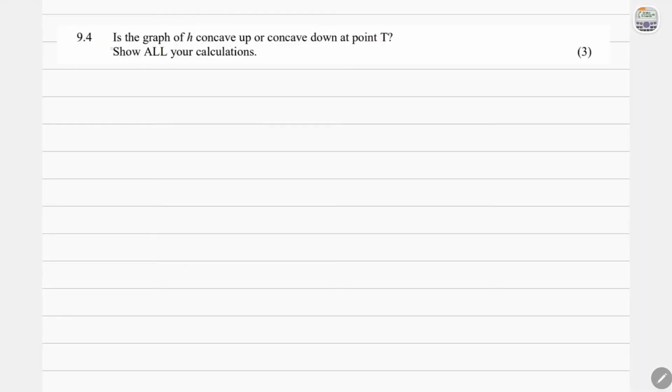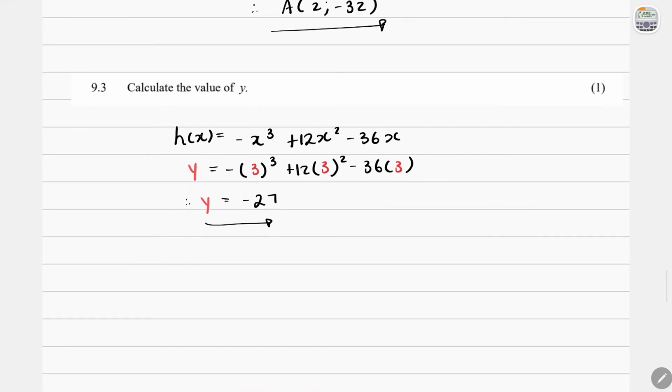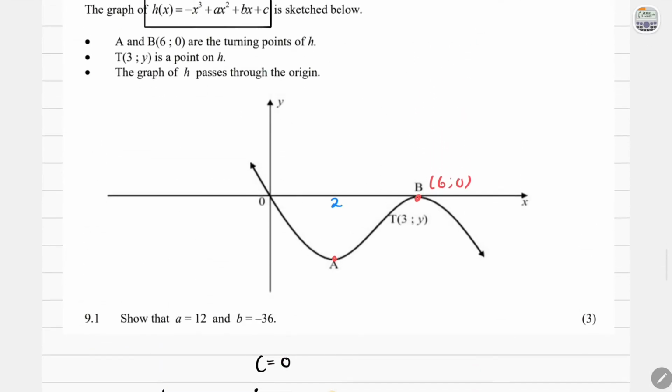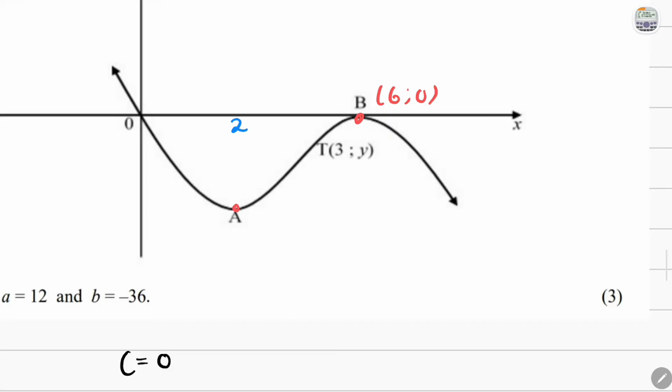The next question, 9.4, says, is the graph of h concave up or down at the point t? Show all calculations. So the point t is that point where x is equal to 3. To find out where it is concave up or down, we can actually see how it's curved. So here we can see that it's concave up, and here we can see that it's concave down. But we can't just say, oh, it's on this side, so it's concave down. We have to actually find out.